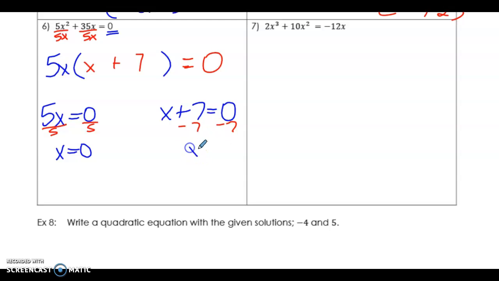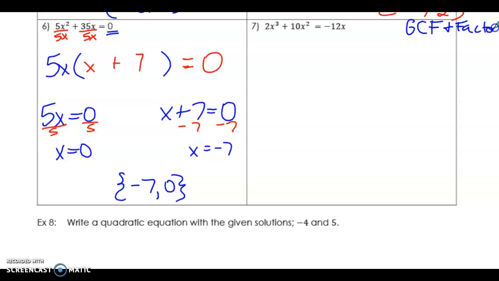Okay, for the second one, x equals negative 7. So negative 7 and 0. All right, number 7 is similar to this one, where you need to first take out the greatest common factor and then factor. So why don't you pause the video, try number 7.